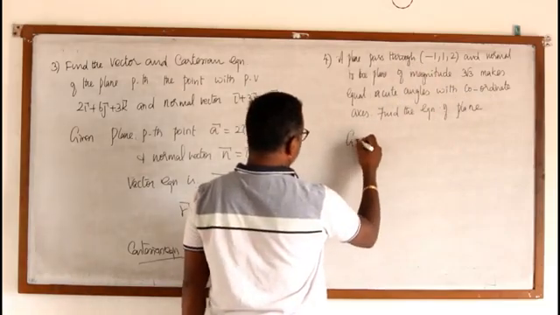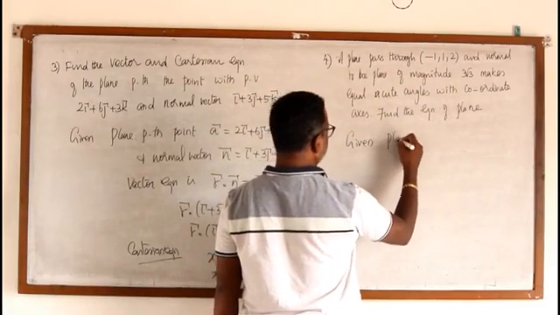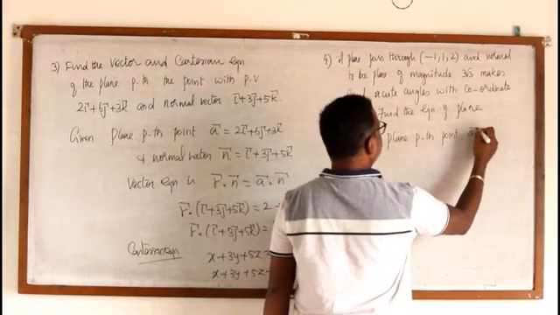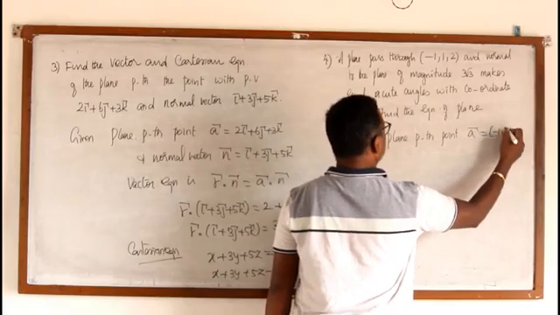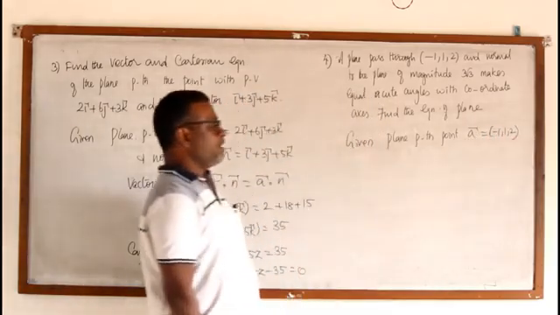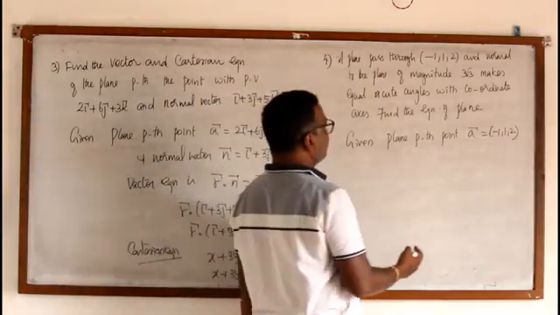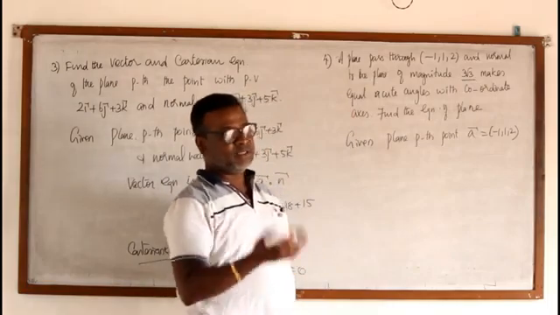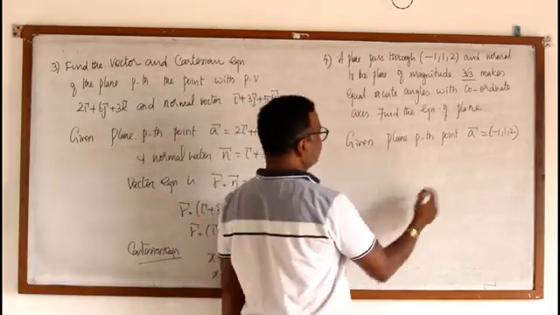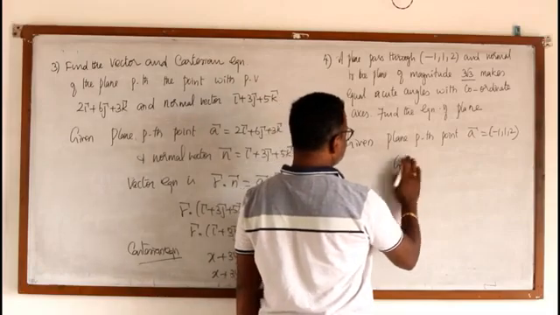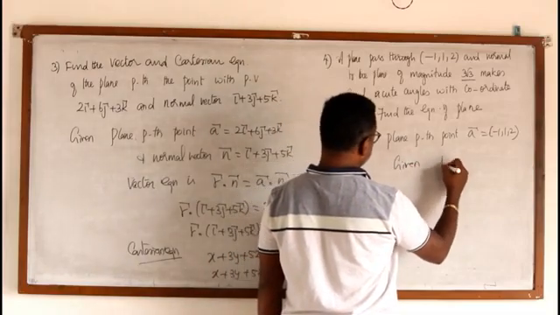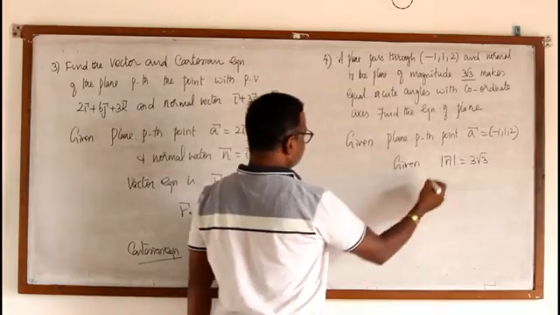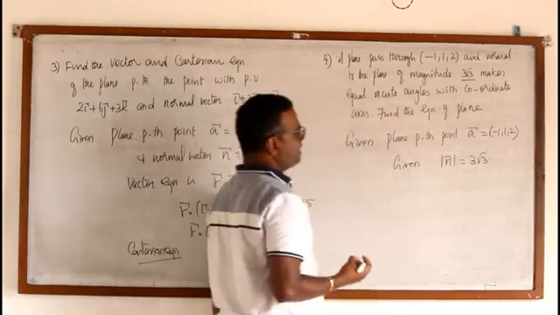The plane passes through a point, so the point is very clear. Given the plane passes through point A vector equal to minus 1, 1, 2. So a point is there. So I need a normal vector. For that normal vector, the magnitude is given, but the direction is not given. Modulus of n vector is 3 root 3. That is given. So the only thing is I must find the vector direction.